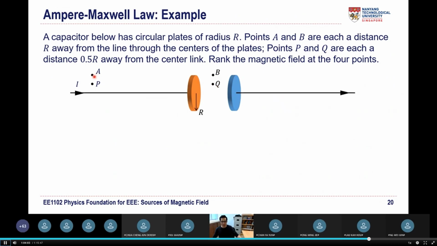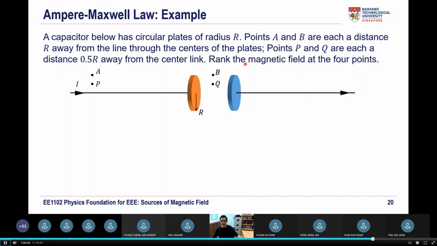All right. So two points, A and P, are outside the capacitor, near the wire, in the wired section, whereas B and Q are inside the capacitor, so there's no current there. The location of A is distance r away from the wire, and P is distance half r away from the wire. Likewise, Q is distance half r away from the center of the plate, and B is distance r away from the center of the plate.